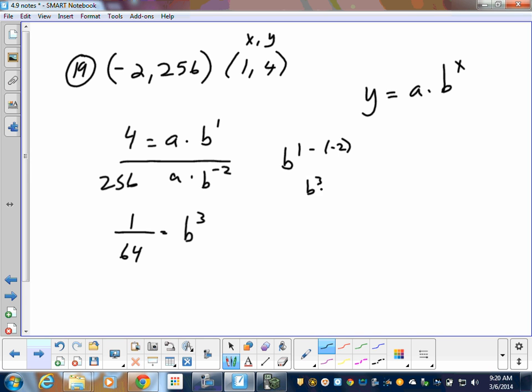So if I take the cube root of both sides, I find out b is 1/4. 4 times 4 is 16 times 4 is 64. Take the cube root of that side, take the cube root of this side, it gives me 1/4. Take that 1/4, plug it back in right here, so 4 equals a times 1/4.